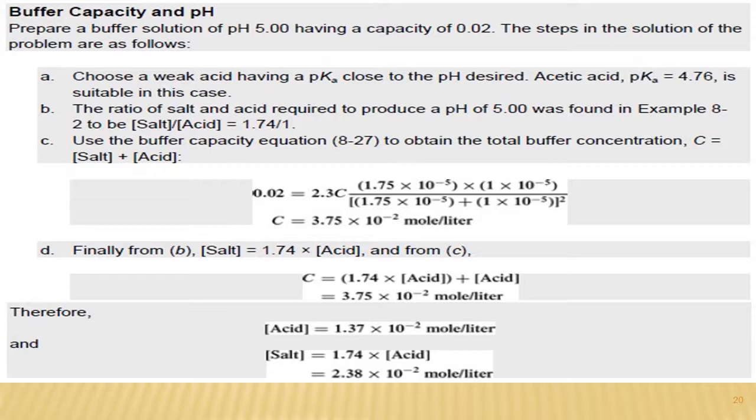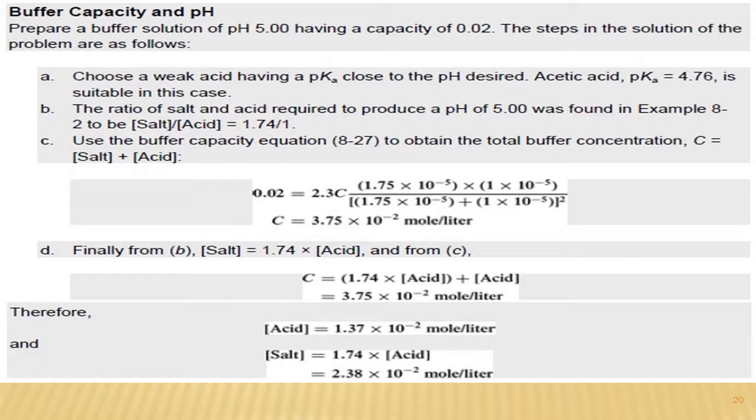We have the buffer capacity 0.02 equal to 2.3 times the total concentration we should take. And here we have the concentration of acid multiplied by the hydronium ion, over the concentration of acid plus the hydronium ion, to the power 2. And you will get the concentration from the buffer capacity. It's equal to 3.75, the maximum concentration. This is the total concentration, multiplied by 10 to the power minus 2 molar per liter.